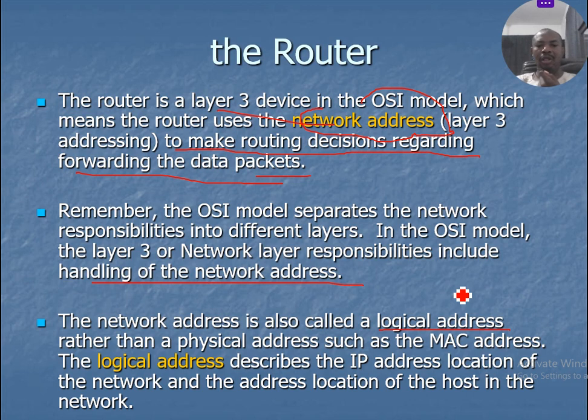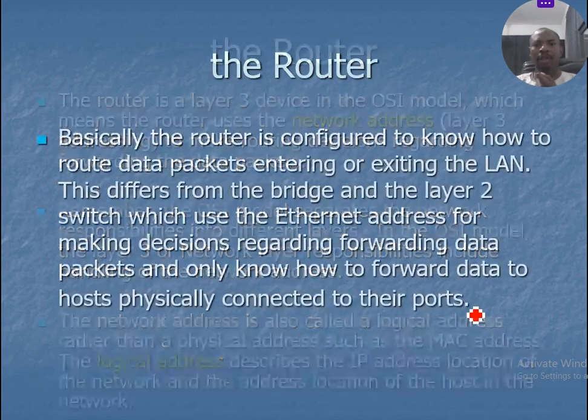Now, logical addresses describe what we call the IP address, the Internet Protocol address. The logical address defines the IP addresses and their corresponding location in the network. So a logical address, or network address, describes what an IP address is and where it can be found on the network. It also addresses the location of the host in the network. Is that okay? Now let's move forward.